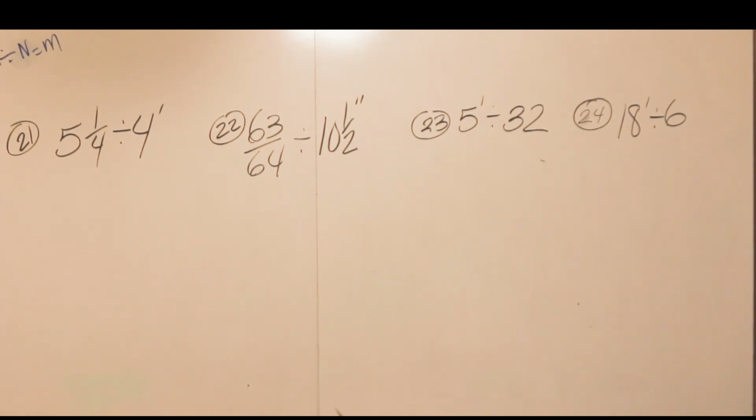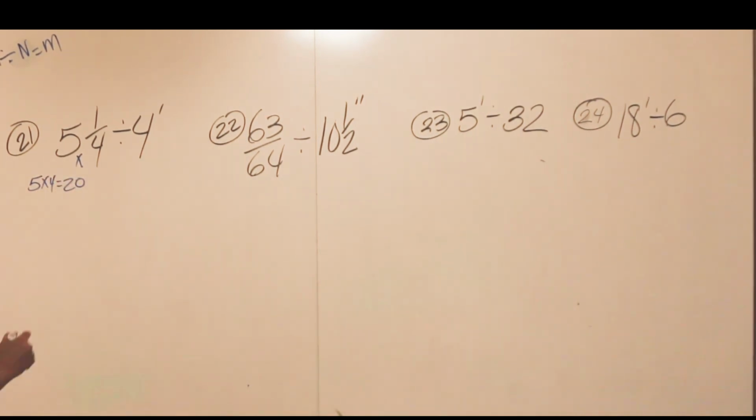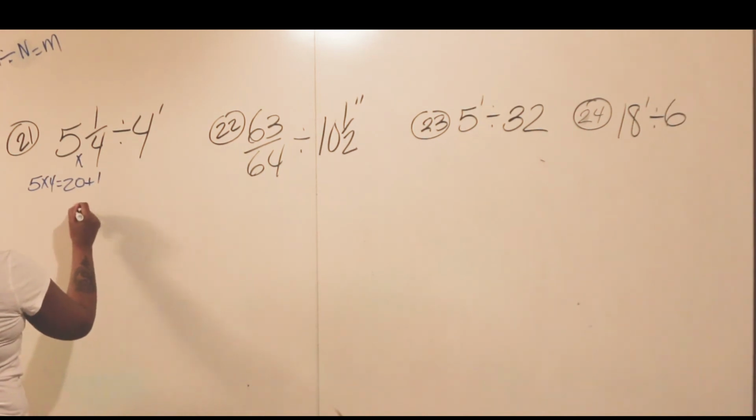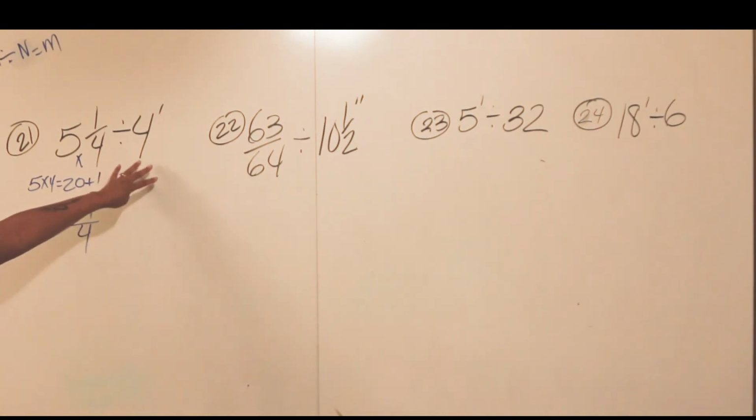How? 5 times 4 is 20, and what do we do with that 20? Plus the 1 is 21. What do we do with that 21? Over 4. 21 over 4. So now we need to deal with this 4 feet. What do we do with the feet? Convert it to inches.